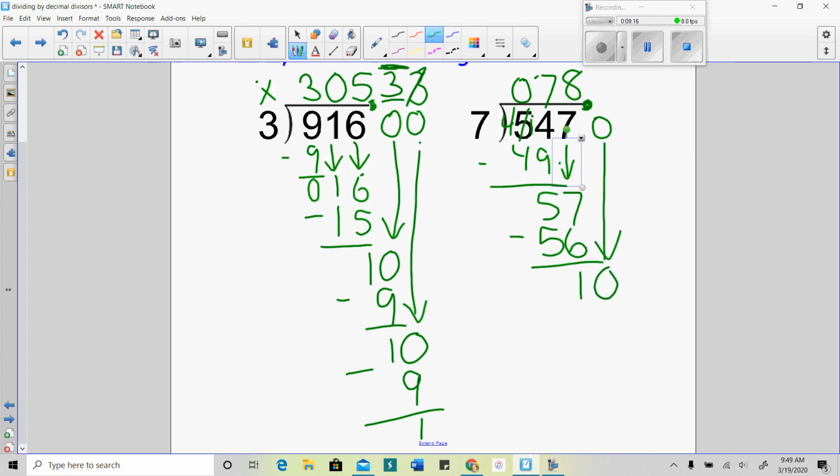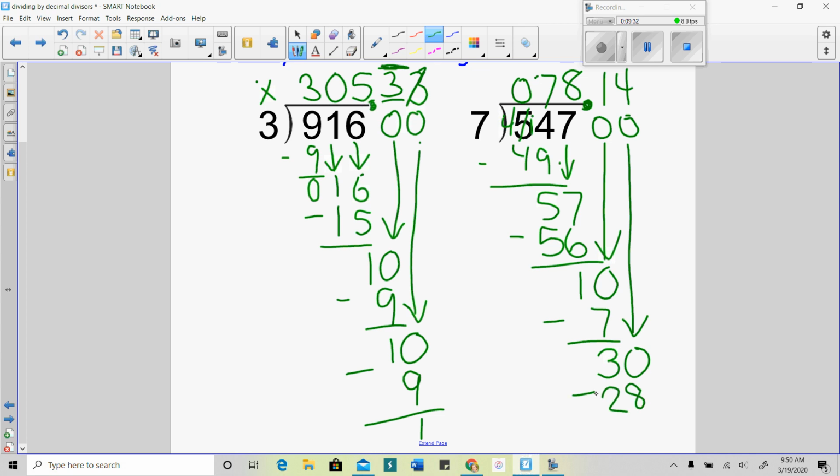So 7 will go into 10 1 time. Take away the 7. I get 3. So it didn't terminate, so I can put a 0 and go again. And 7 will go into 30 4 times, take away 28, and then I get a 2. And you'll see I could keep going. I don't know how long I could keep going, but we're just going to stop at 2 decimal places. Once it looks like money, we're done.